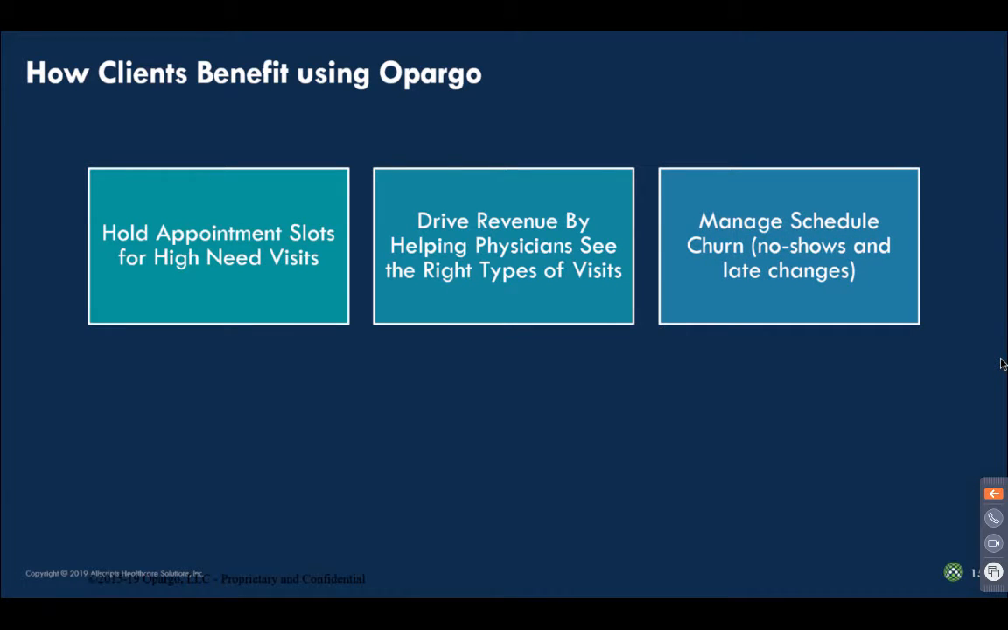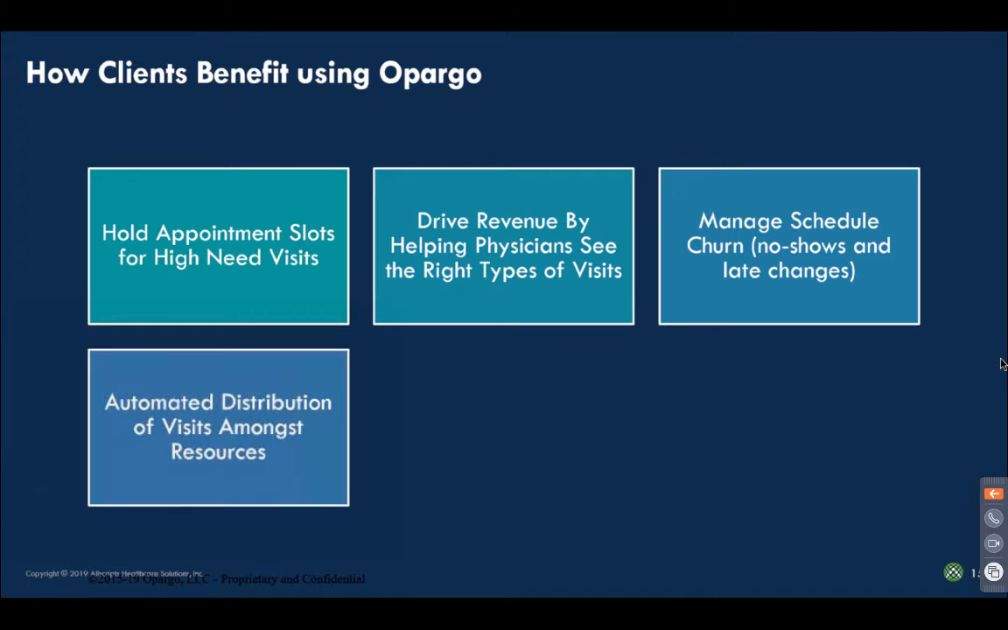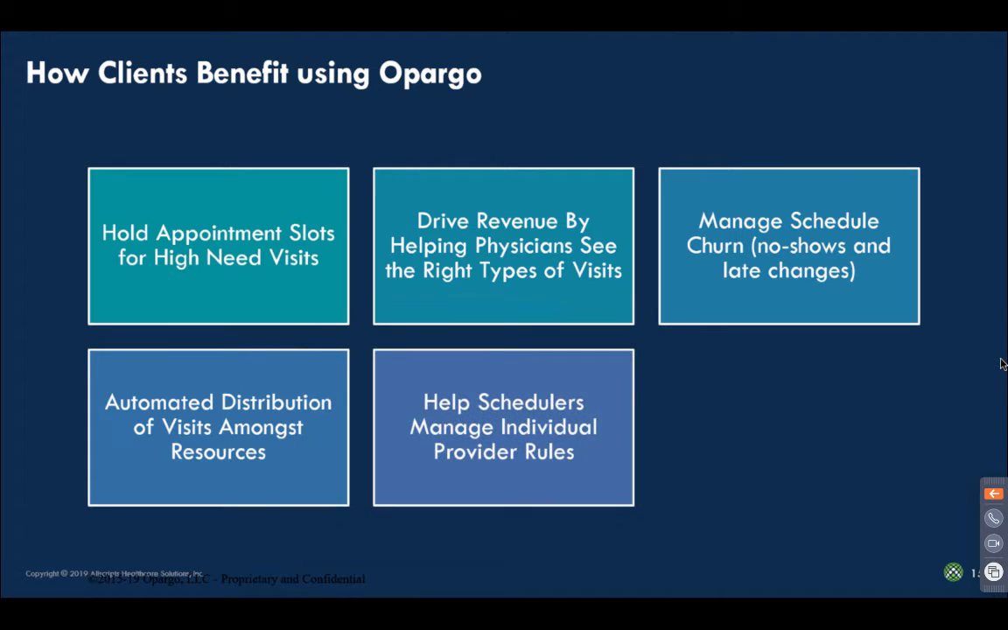We're also making sure that no-shows and last-minute schedule changes are diminished by evaluating your data, understanding those trends, and then planning for it. We can also automatically distribute the visits amongst the resources that can see them, as well as helping the schedulers manage all of the provider's rules and preferences.